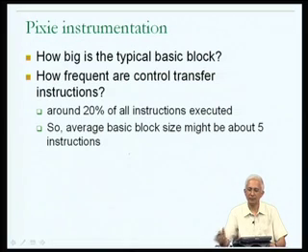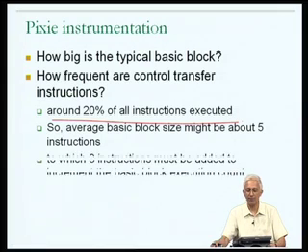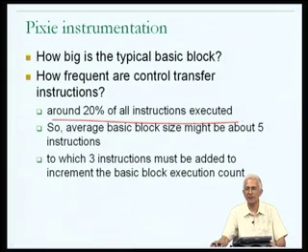And if this is the case, in other words, if around 20% of all instructions executed are control transfer instructions, then we could infer that adding 3 instructions into a basic block is going to increase the size of the average basic block by about 50%. And that might be a concern. We are increasing the average size of a basic block from about 5 to about 8. And therefore, the size of the program is going to go up by about 50%.